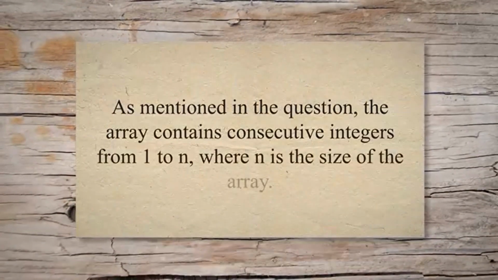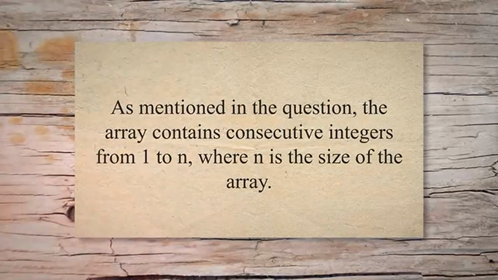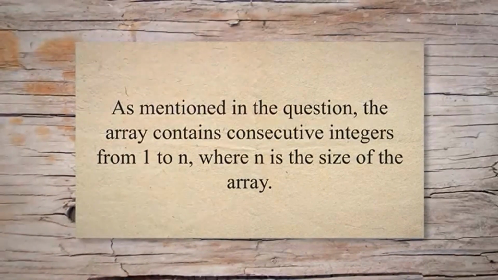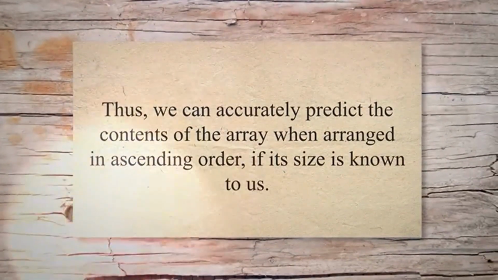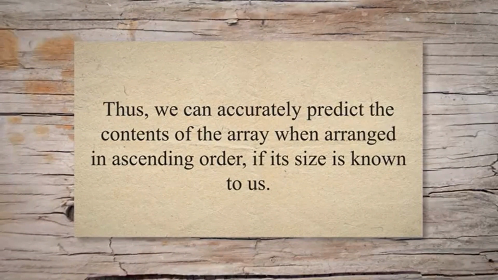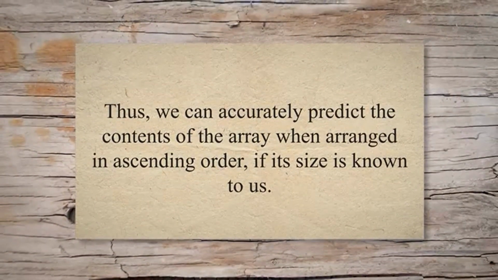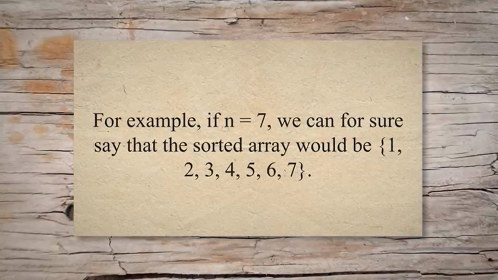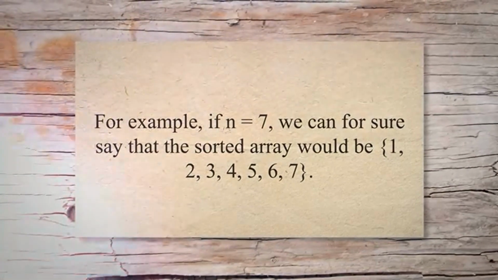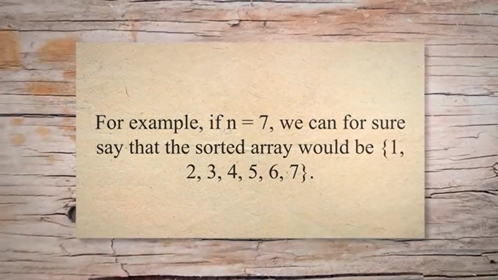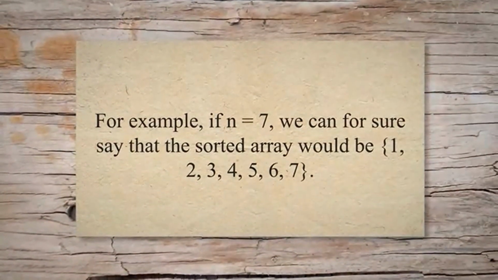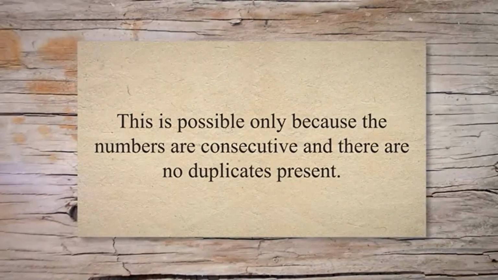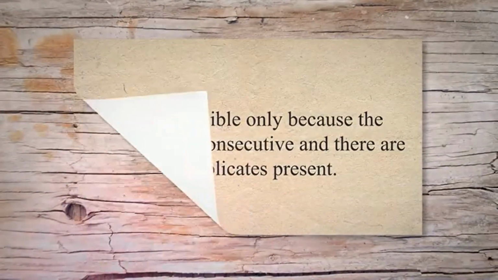As mentioned in the question, the array contains consecutive integers from 1 to n, where n is the size of the array. Thus, we can accurately predict the contents of the array when arranged in ascending order, if its size is known to us. For example, if n equals 7, we can for sure say that the sorted array would be 1, 2, 3, 4, 5, 6, 7. This is possible only because the numbers are consecutive and there are no duplicates present.